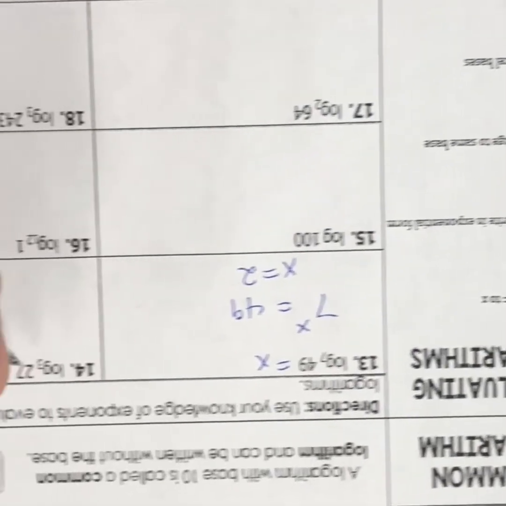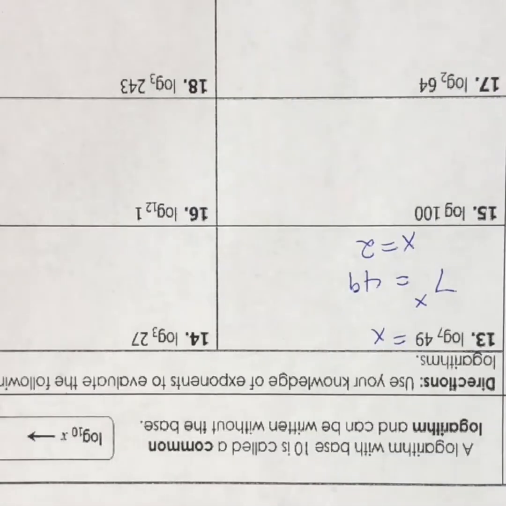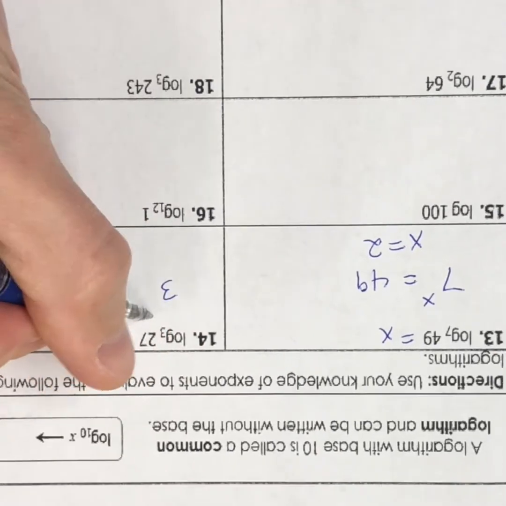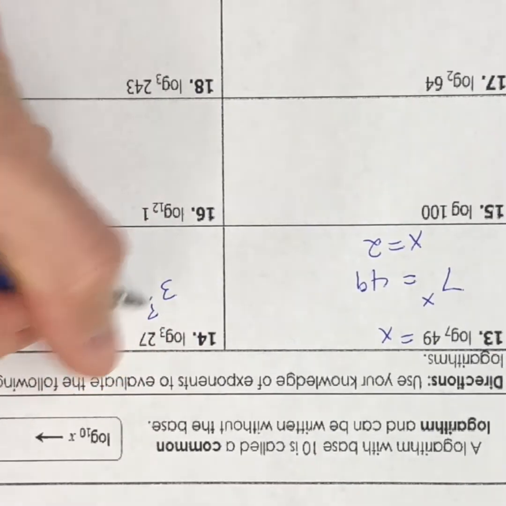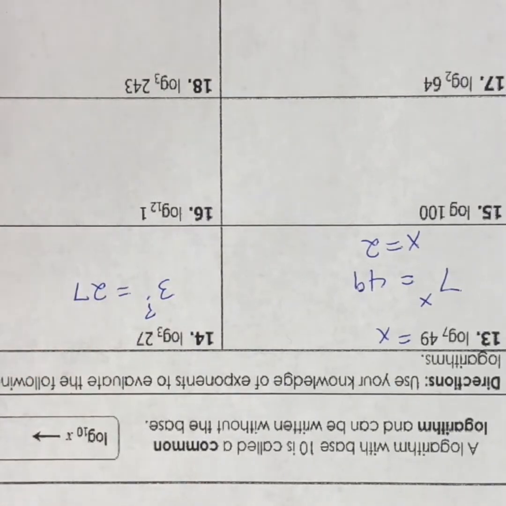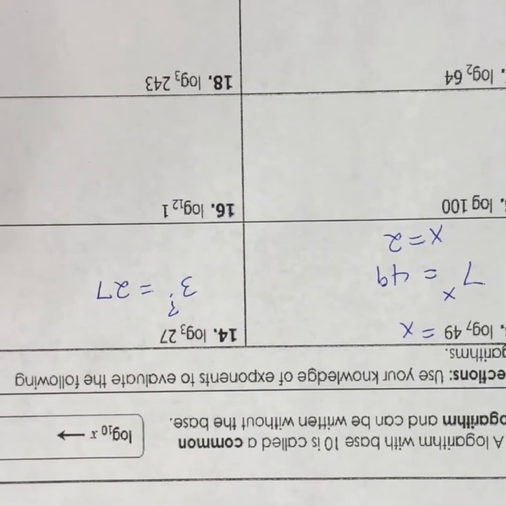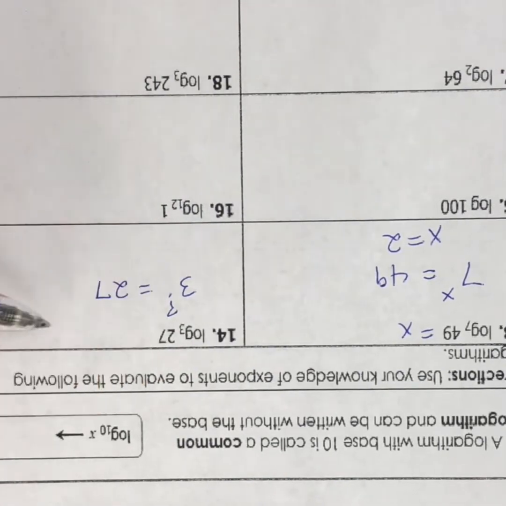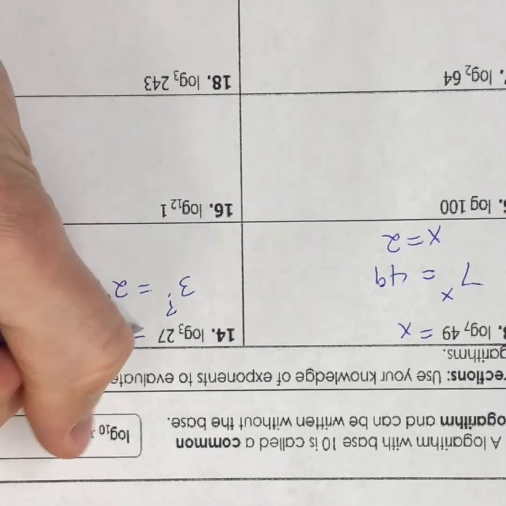Okay, if we move over to number 14 here on the notes, well, we set it up the same way. 3 to, you can think of it like a question mark, 3 to what power equals 27? And if you remember your perfect cubes, well, you'll know this question mark is 3. 3 to the third power equals 27. So this log can be evaluated as 3.